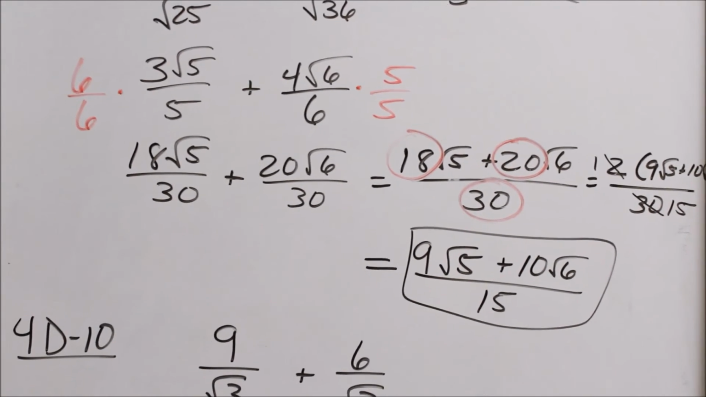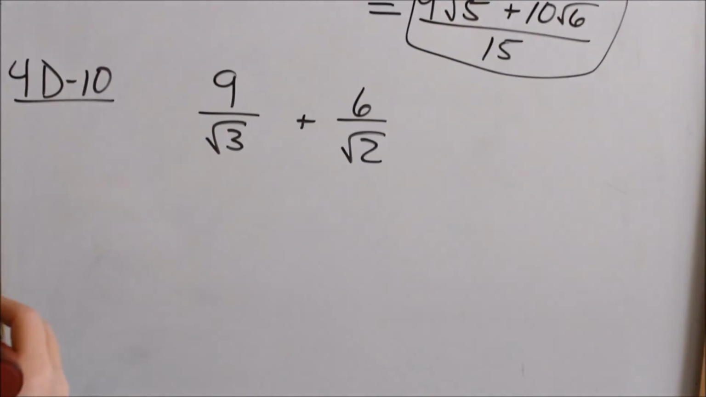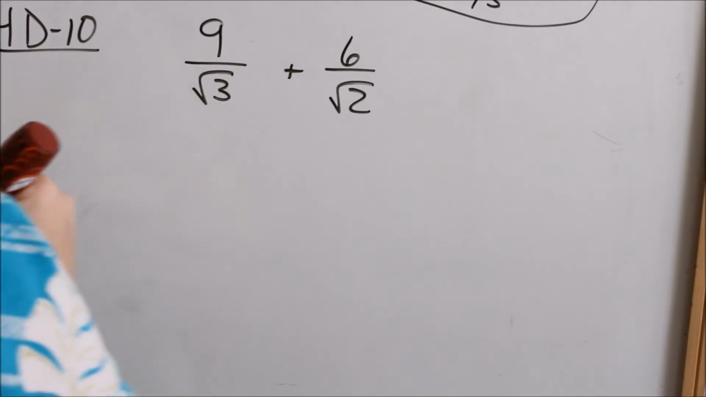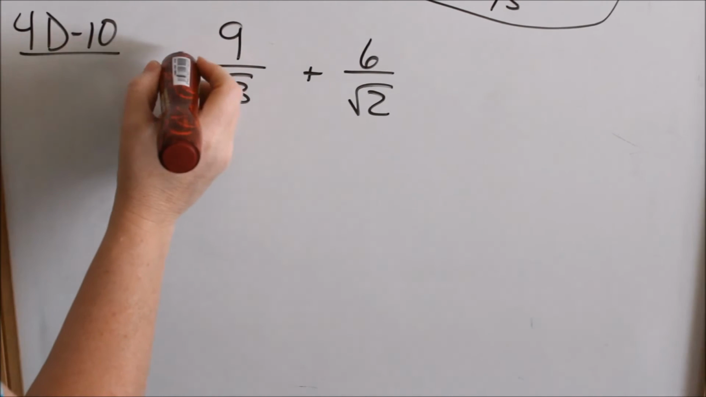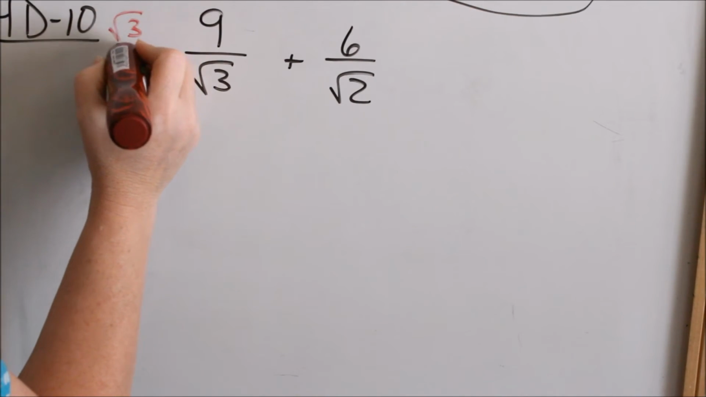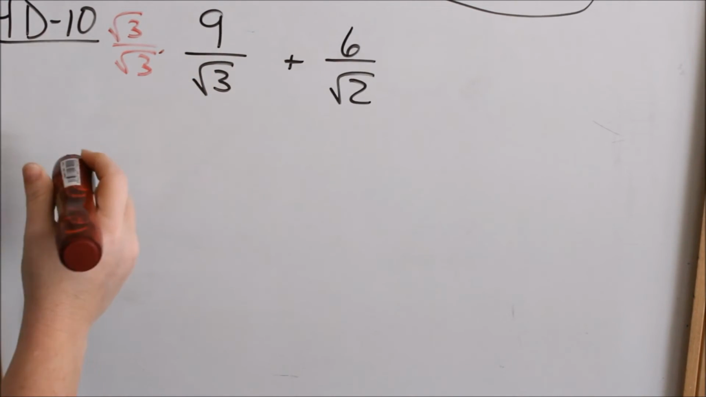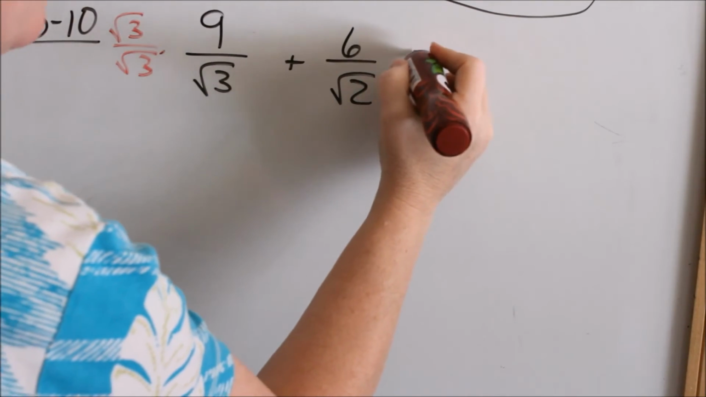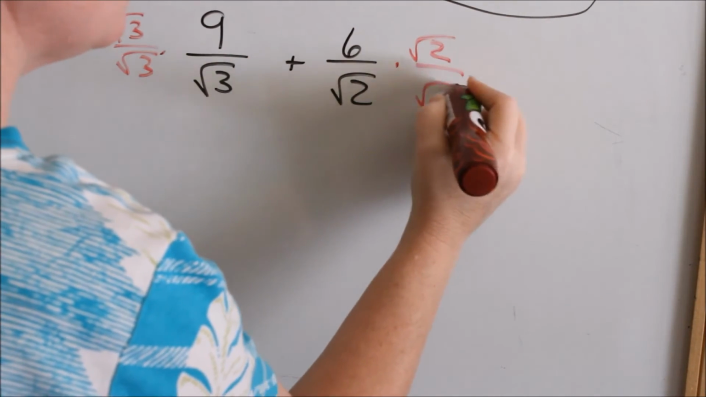Okay, now let's look at 4D10. First step, get rid of the radical in the denominator. So I need to multiply both the numerator and denominator by square root of 3. On this one, I need to multiply the numerator and denominator by square root of 2.